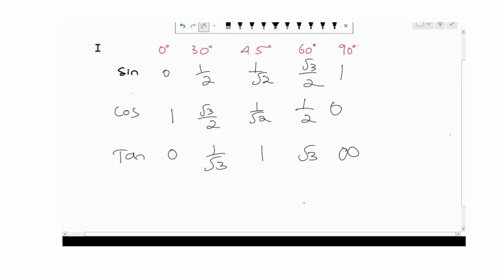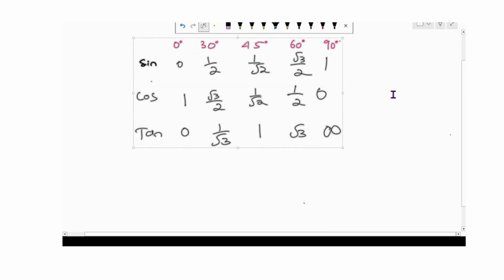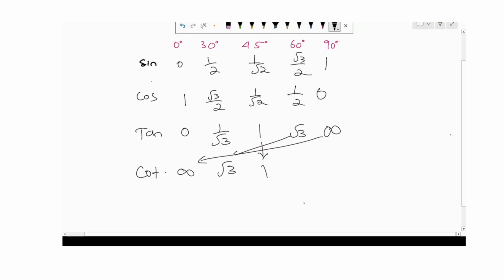Right? Next, what about cot? What about the value of cot? Cot will be the reciprocal of tan. I mean, not reciprocal, reverse of tan. Yeah, you can call it reciprocal or reverse. Cot, reverse of tan: infinite, root 3, 1, 1 by root 3 and 0.